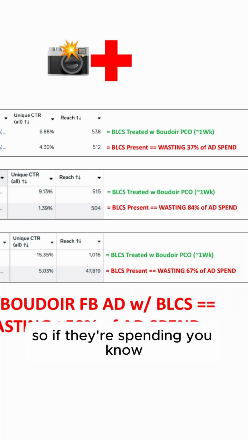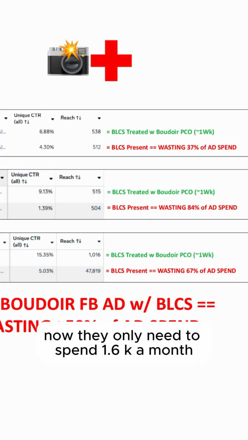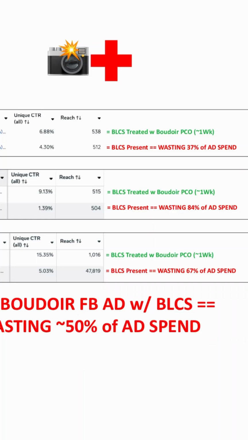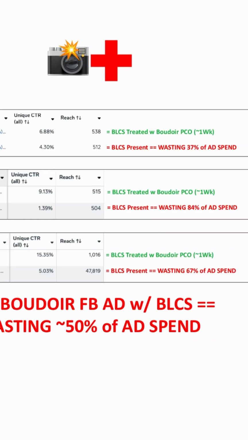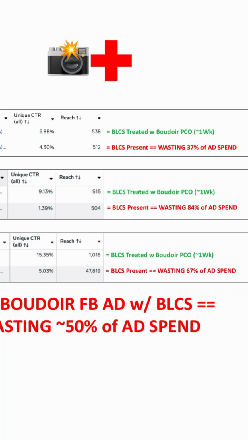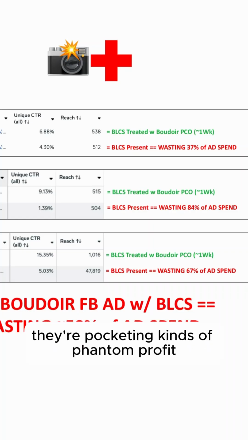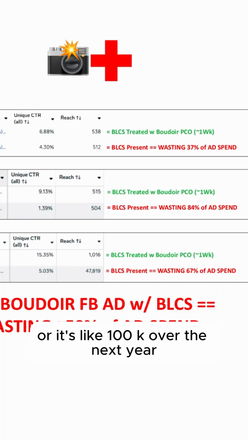So if they're spending 10K a month on Boudoir Facebook ads on the original, now they only need to spend 1.6K a month with the Boudoir Pico treated ad to get their ad into the same number of women's brains in both scenarios. And that means they're pocketing, literally, they don't have to spend, they're pocketing kind of a phantom profit, $8,400 a month every single month. Or it's like 100K over the next year without having to do any extra work.